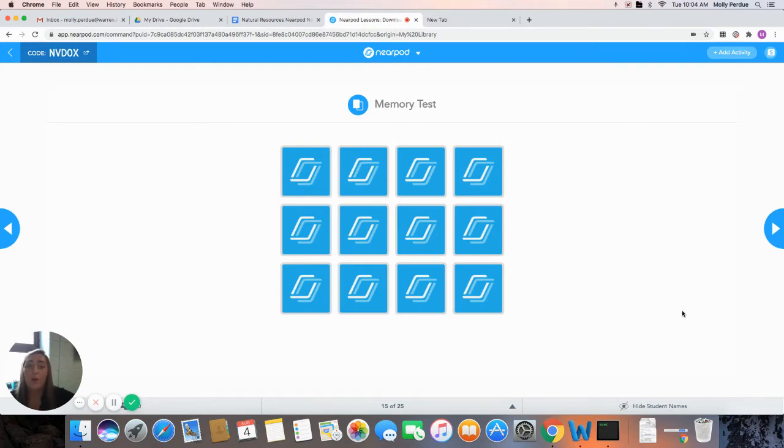Okay, go through this memory test. It's just some pictures, and you're going to click on some pictures and try to get two of them to match. Go through this, get all those pictures to match, and then we'll move forward.